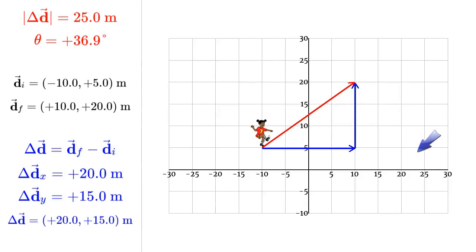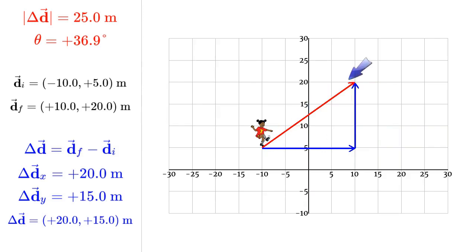So if I draw the x component first and then I draw the y component in a tip to tail fashion, and by that I mean that the tail of the y component, I'm going to draw it starting from the tip of the x component, if I draw those two components in a tip to tail fashion, I get a right angle triangle formed with the displacement vector itself.